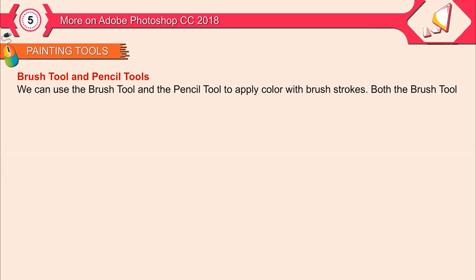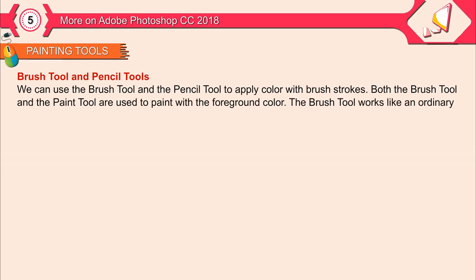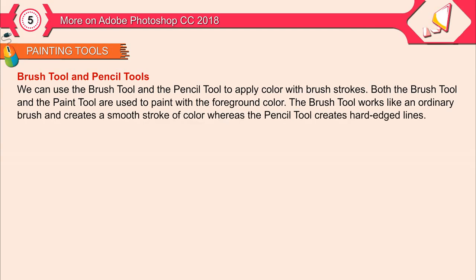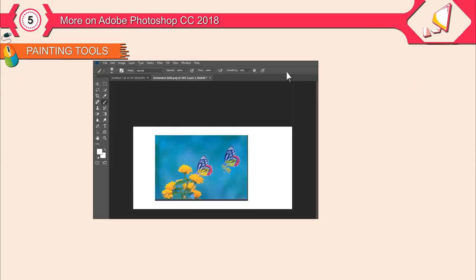We can use the Brush tool and the Pencil tool to apply color with brush strokes. Both the Brush tool and the Pencil tool are used to paint with the foreground color. The Brush tool works like an ordinary brush and creates a smooth stroke of color, whereas the Pencil tool creates hard edged lines. To use the Brush or Pencil tool, follow the given steps.